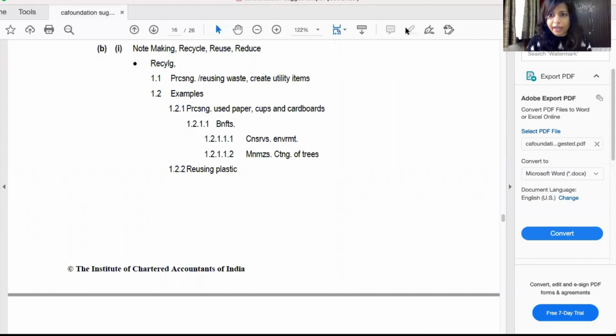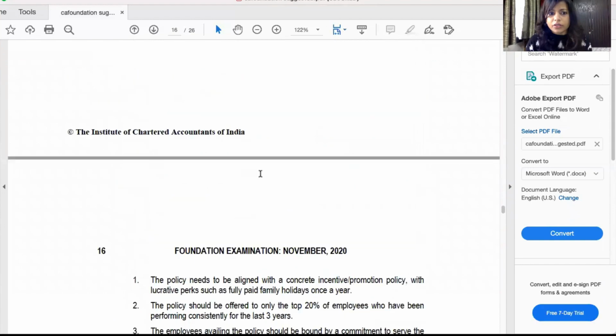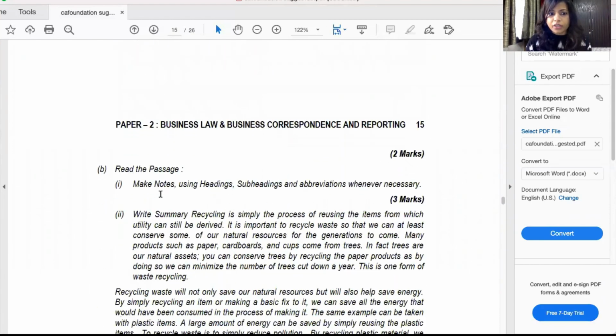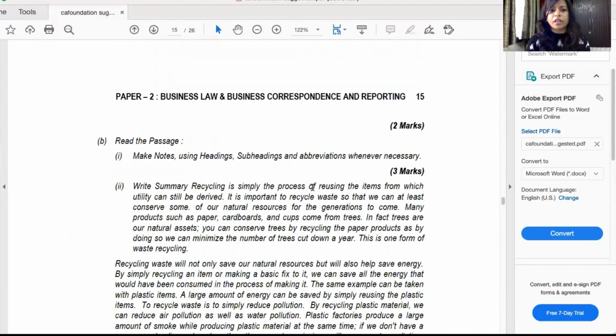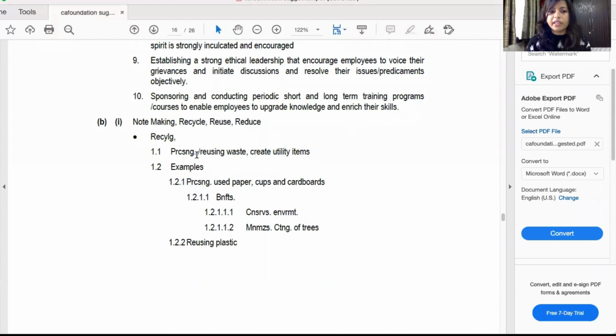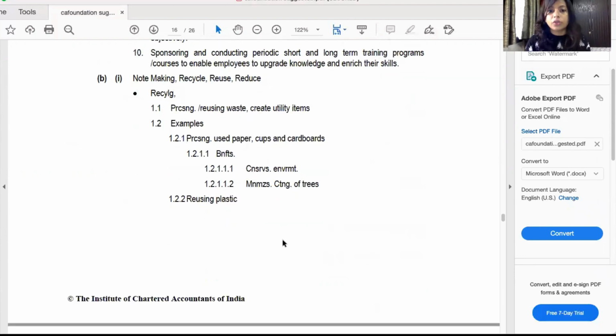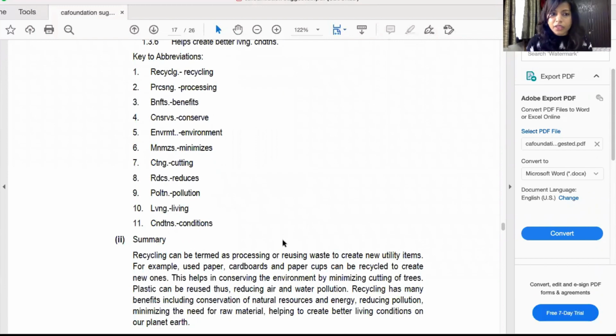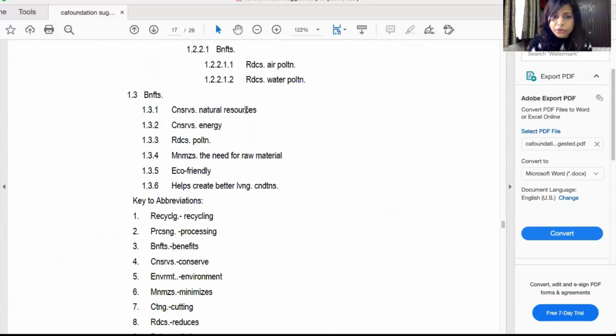You need a heading first of all. In the first subsection, make notes using headings, subheadings and abbreviations. So please take care of the format. Write the heading properly. Follow this format: 1.1, 1.2, 1.2.1. There should be a continuation when you write notes. You should have abbreviations in your notes, and you need to write the full form at the end.